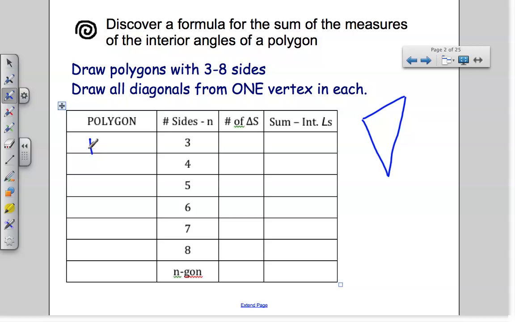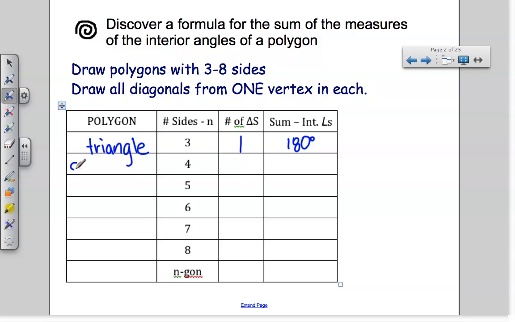And you already know a polygon with 3 sides is called a triangle, and this will make more sense in a minute, but the number of triangles in a triangle is 1. And you already know, because we've talked about this all year, what is the sum of the interior angle measures in a triangle? Well, you know the angles in a triangle add up to 180 degrees. That's something we already know. Good place to start.